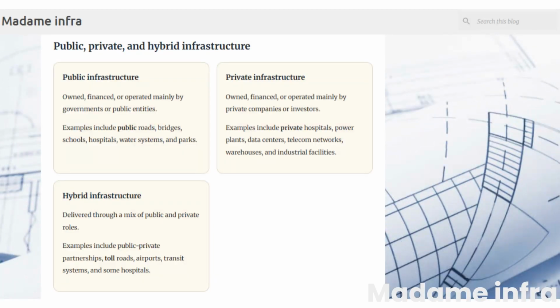Public, private, and hybrid infrastructure. Public infrastructure. Owned, financed, or operated mainly by governments or public entities. Examples include public roads, bridges, schools, hospitals, water systems, and parks. Private infrastructure. Owned, financed, or operated mainly by private companies or investors. Examples include private hospitals, power plants, data centers, telecom networks, warehouses, and industrial facilities. Hybrid infrastructure, delivered through a mix of public and private roles. Examples include public-private partnerships, toll roads, airports, transit systems, and some hospitals.